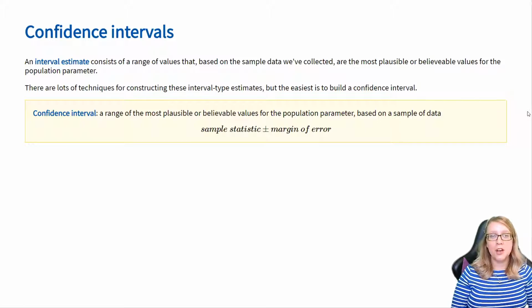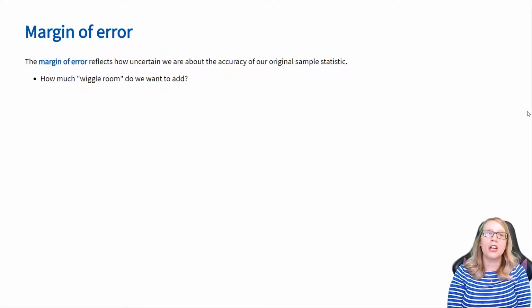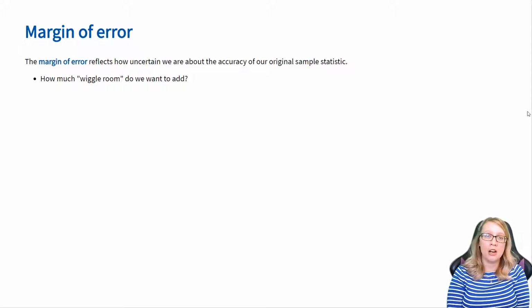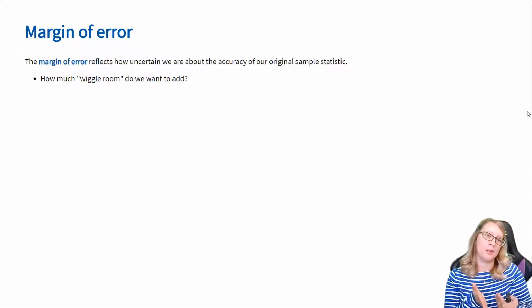Confidence intervals themselves are fairly easy to calculate, which is why they're so popular. The basic idea is that we'll take whatever our sample statistic worked out to be, and then just add and subtract some quantity, which we'll call the margin of error. This margin of error represents how uncertain we are about the original sample statistic's accuracy. It's how far off we think we might be from the true population parameter. Think of it like the wiggle room or the uncertainty in our estimate. Our sample statistic was here, but we think the population parameter might be a little farther away.